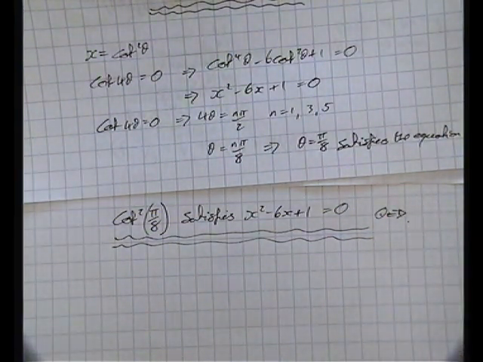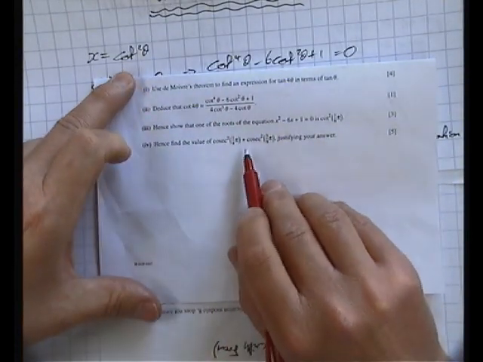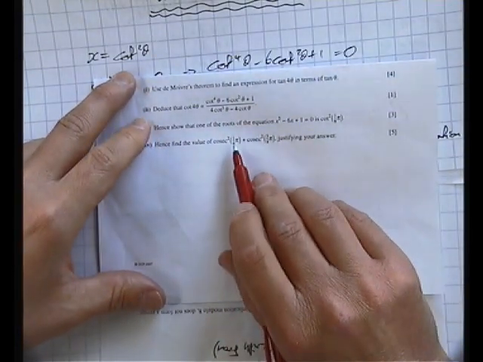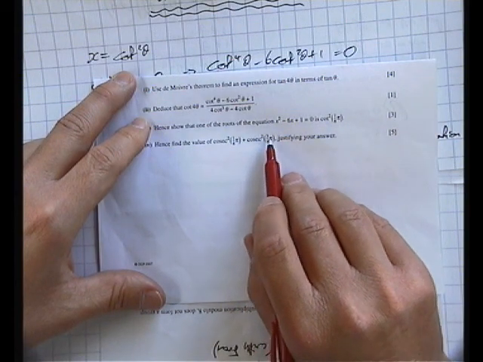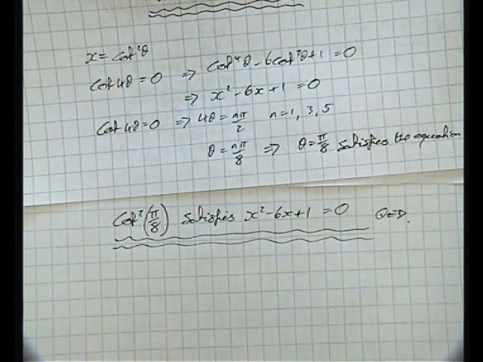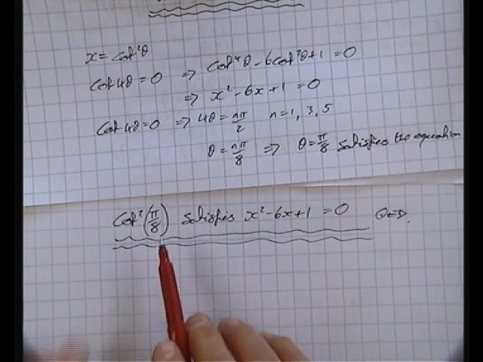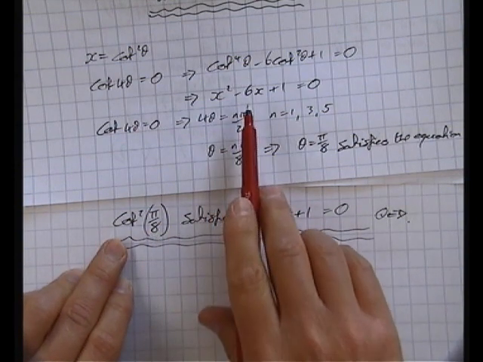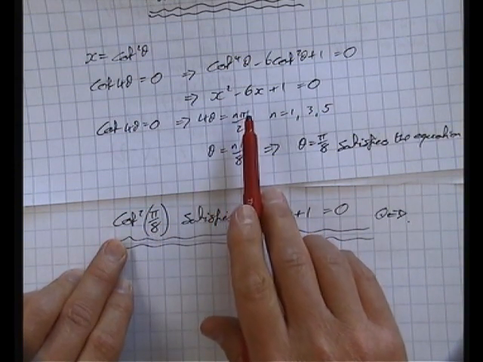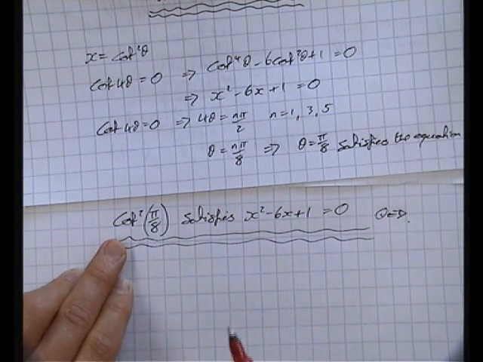Now, we've then got one final step in this problem, where they say, hence find the value of cosec squared pi by 8 plus cosec squared 3 pi by 8, and justify your answer. And suddenly they've introduced, seemingly out of nowhere, cosec squared. Now, we know something about cot squared. We know that it satisfies that equation, but nothing about cosec squared.